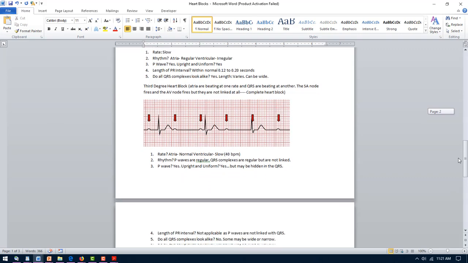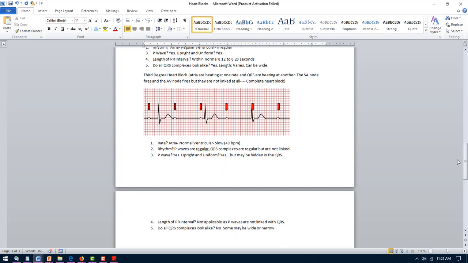We move on to third degree. Third degree, the atria are beating, and the ventricles are beating, but not together. The SA node's firing, the AV node's firing, but they're not talking. So the atria are doing their own thing, and the ventricles are doing their own thing. Usually the atria are going to be at their normal rate, but the ventricles are going to be slower. P waves are normal. QRS complexes are normal, but they're not linked. There's not a P for every QRS.